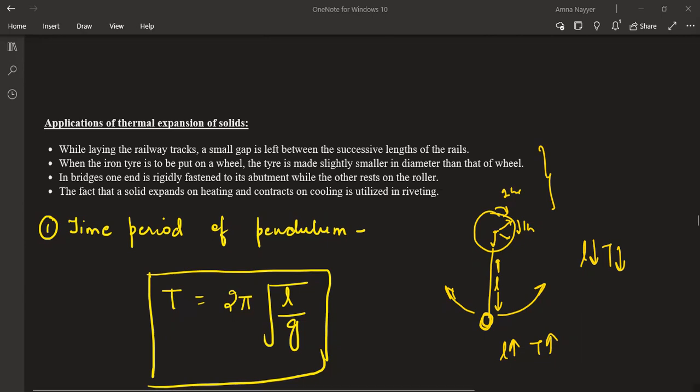Okay. See now the rest of the application. This is very simple. This is just based on this fact. See, length and time are directly proportional. Why am I not doing this in detail? Because that is not a part of your syllabus, and this derivation is also not there.